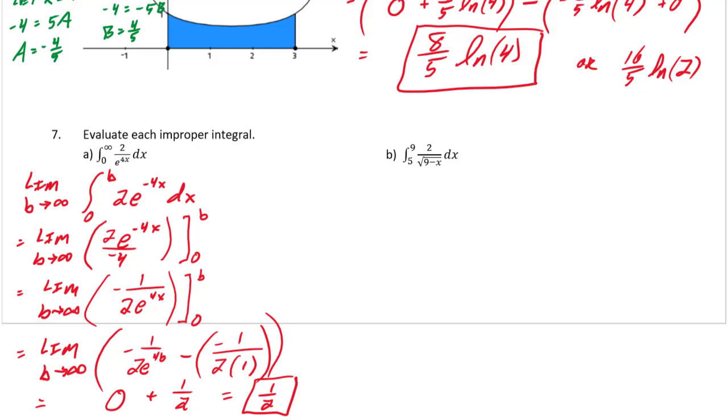Now for part B, we have the issue of 9 creating an undefined value in the denominator. So what we'll have to do is create the limit as a variable. I'll just choose b again for this problem. It approaches that number, but specifically since it's the upper bound, it'd be from the left. Now I should be able to replace that 9 with that b, but also rewrite the inside using 9 take away x raised to a negative 1/2 power times the dx.